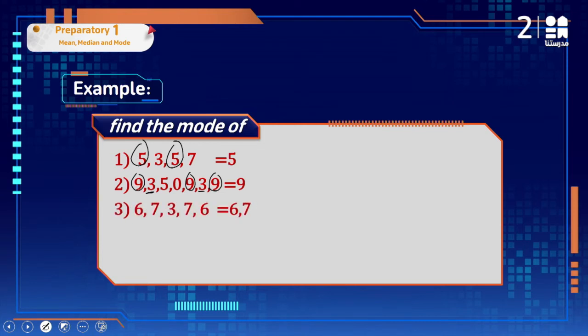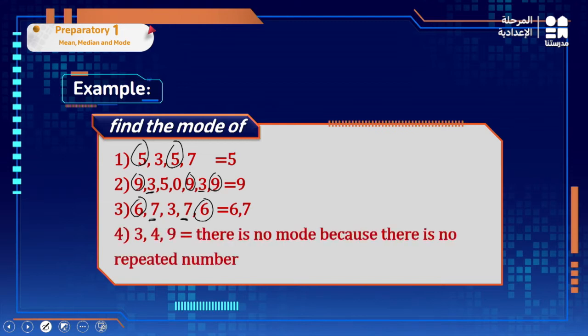Number 3. I have 6 repeated 2 times and 7 also repeated 2 times. So I have 2 modes in this case, 6 and 7. Okay. And number 4: 3, 4, 9. There is no mode because there is no repeated number. 3 is 1 time, 4 is 1 time, 9 is repeated 1 time only. So the mode can be 1 number, 2 or more, or no mode because there is no repeated number.